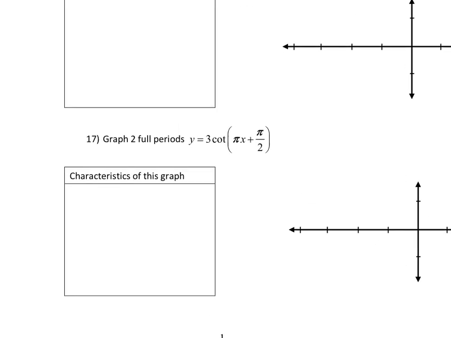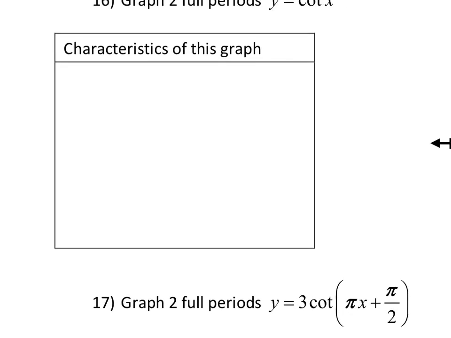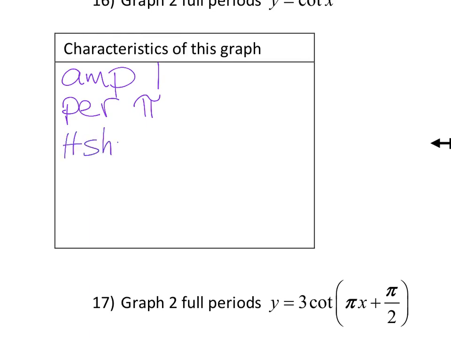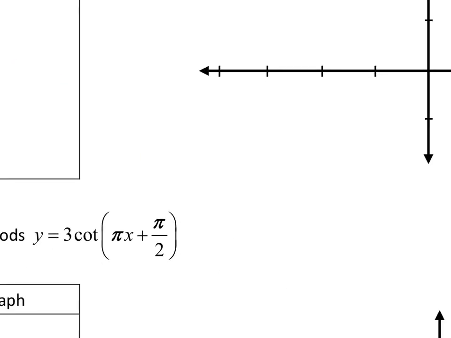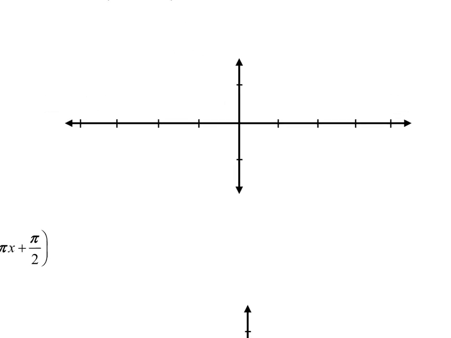Okay. This is now a cotan. So we have, just like on our... Oh, well, let's be consistent and not put my amp first. My amplitude is 1. My period is pi. My H shift is 0. My V shift is 0. All right. So let's see what we've got here. Mark our tick marks.